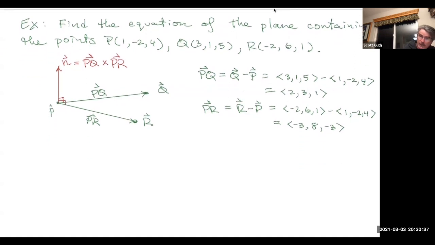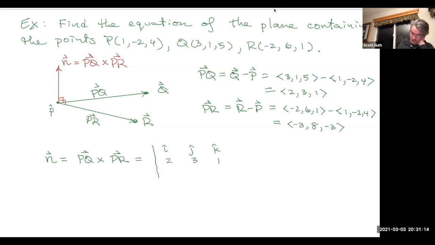Okay, almost done. 5 minutes. So our normal, and this will not finish this section, by the way, is again PQ cross PR. So we do our i, j, k up on top. The PQ is 2, 3, 1, and the PR is negative 3, 8, negative 3.